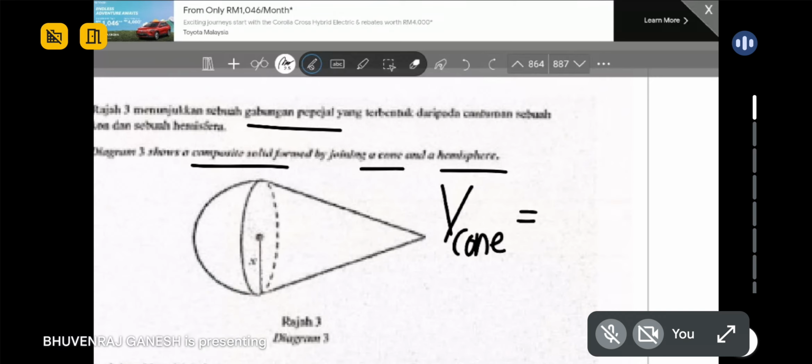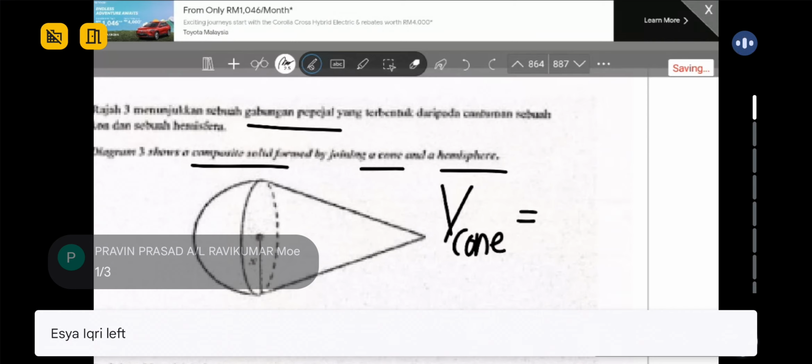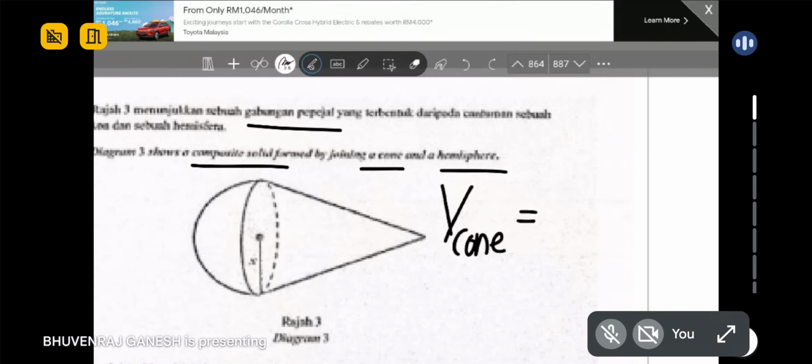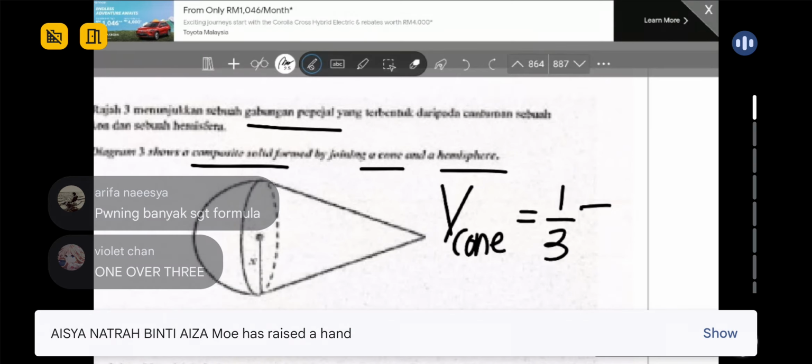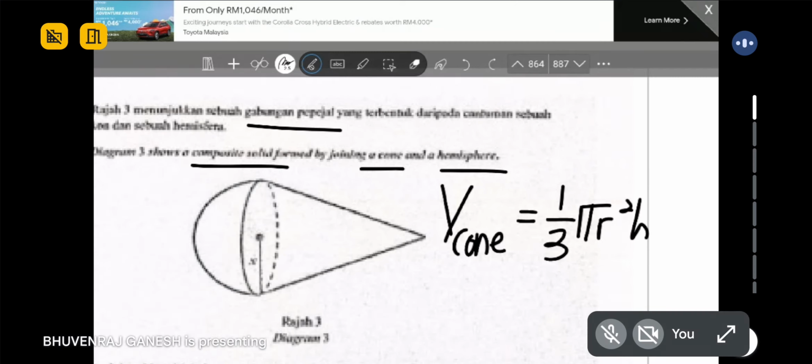No. Nelson is still wrong. How can it be just 1/3, Praveen? I need the complete formula. Yes. Okay, correct. 1/3 pi r square h. This is the formula for volume of cone, guys. Remember, this is the formula for volume of cone. Okay? Alright.